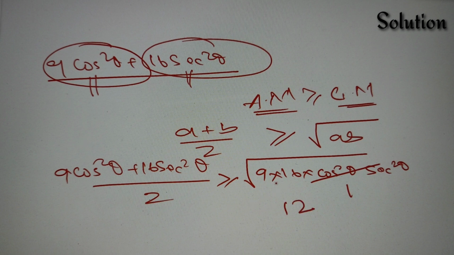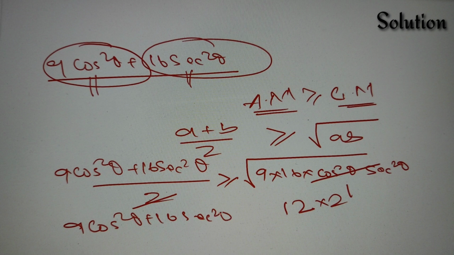Now this 2 can be transferred over here, so we'll have 12 into 2, and 9 cos squared theta plus 16 sec squared theta is always greater than or equal to 24. So the minimum value of 9 cos squared theta plus 16 sec squared theta is equal to 24. So you can see how powerful is the property of AM is always greater than or equal to GM, and we can only apply it when we are given positive real numbers only. So our final answer is 24.